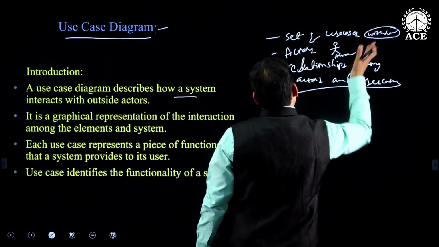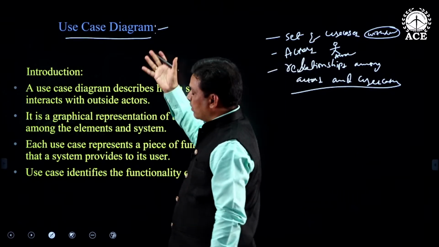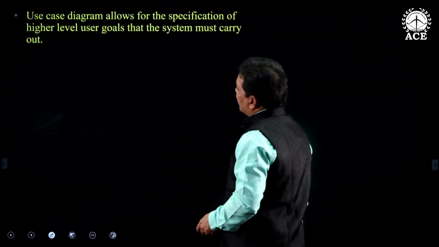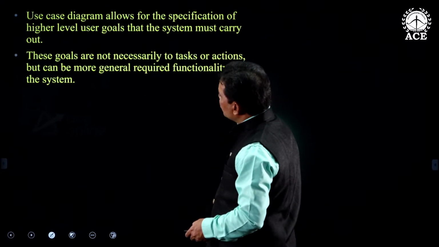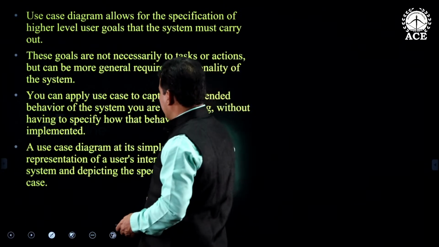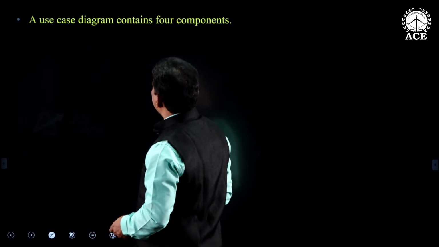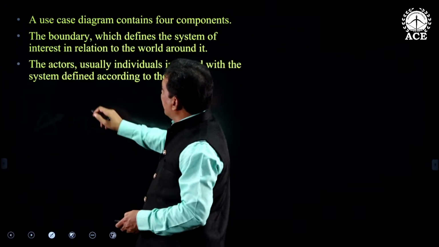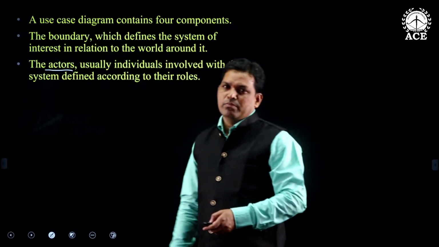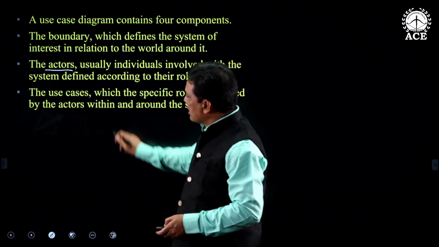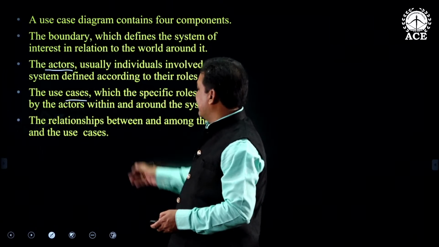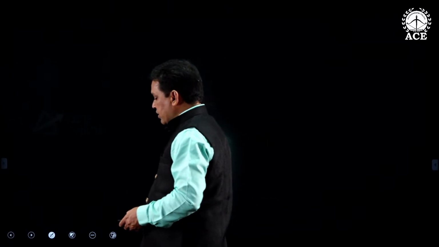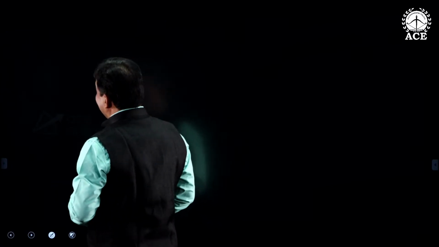Relationship. Among actors and use cases, which relationship is best suitable? There are 4 relationships in UML, right? So that is the description here. Coming to the use case diagram, we'll discuss it in detail. A use case diagram contains 4 components. Just now we have discussed the boundary of the software system and the actors, meaning the user, the ATM user, and the relationships among actors and use cases. About this use case diagram, we will discuss with the help of one case study.